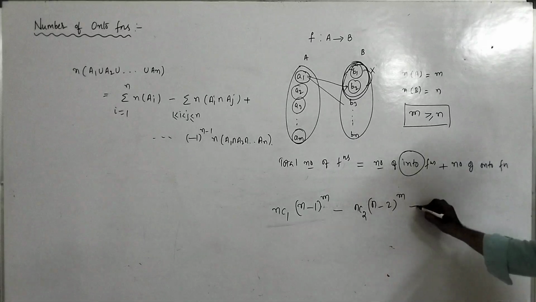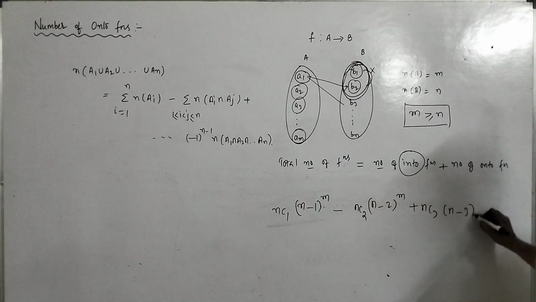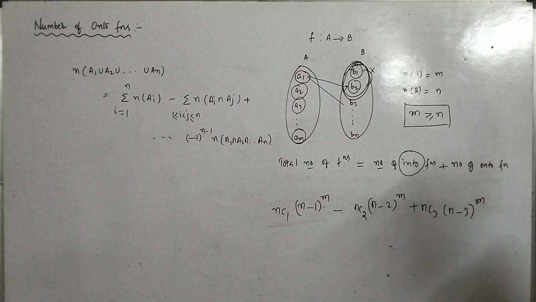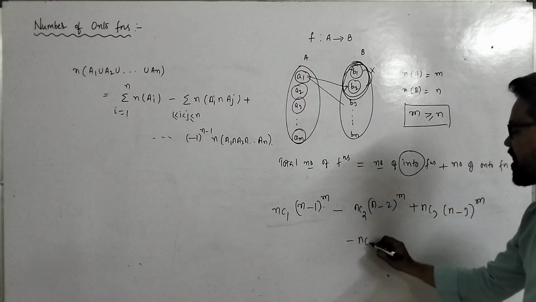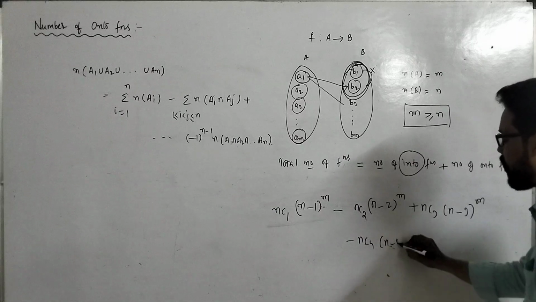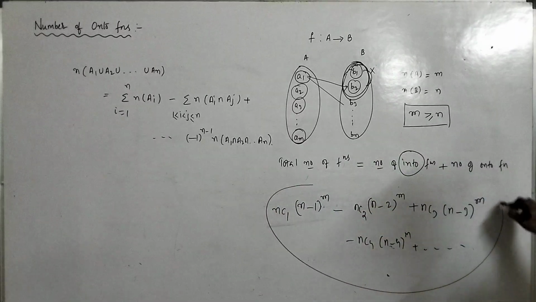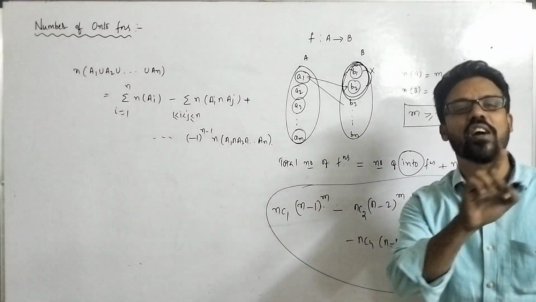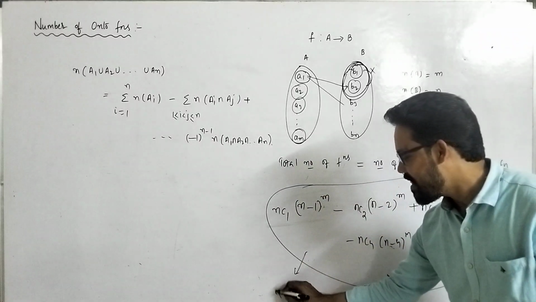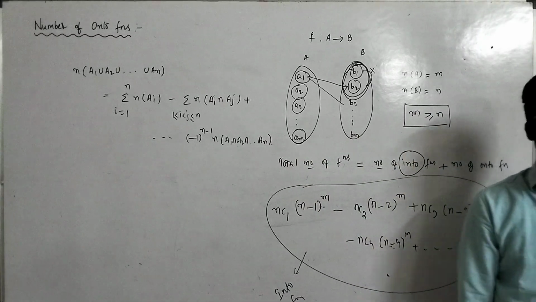Similarly, what do we get next? Plus nC3 n minus 3 whole to the power of m. Next, minus nC4 n minus 4 whole to the power of m, and so on. Again, this is the formula for finding into functions. This is the number of into functions, my dear students.